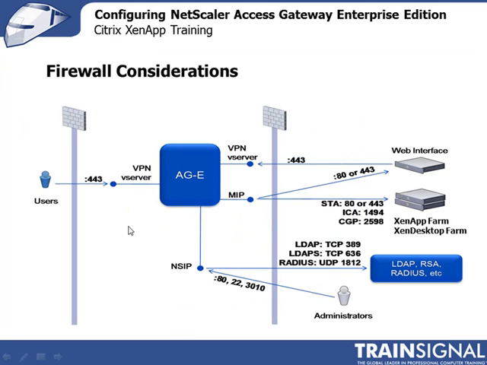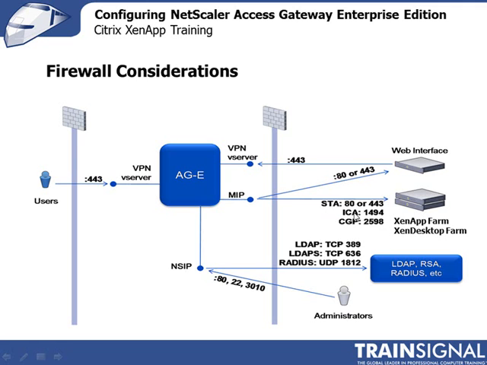So from a firewall considerations perspective, you'll need a couple of different things. You need two interfaces at least. You have your Access Gateway NetScaler deployed in the DMZ, and we have one interface which is known as the MIP, the mapped IP address. Basically, this is the interface that communicates with your STAs, your secure ticket authorities, on ports 80 and 443. So those ports would have to be open from the NetScaler in the DMZ all the way to your STA servers, however many STA servers you want to have.